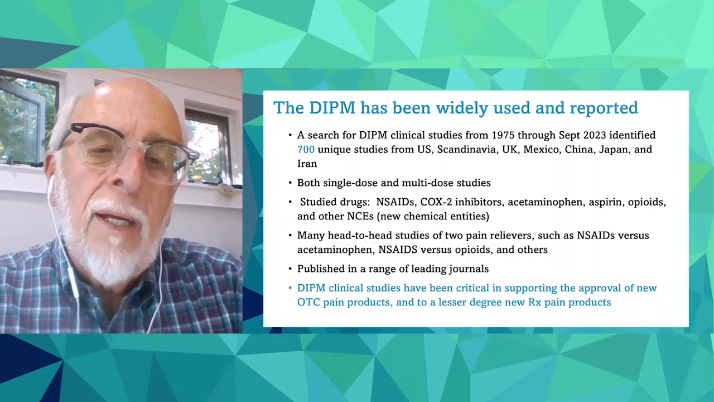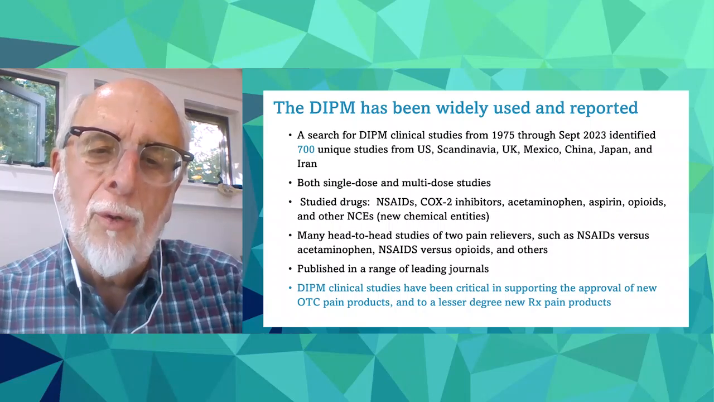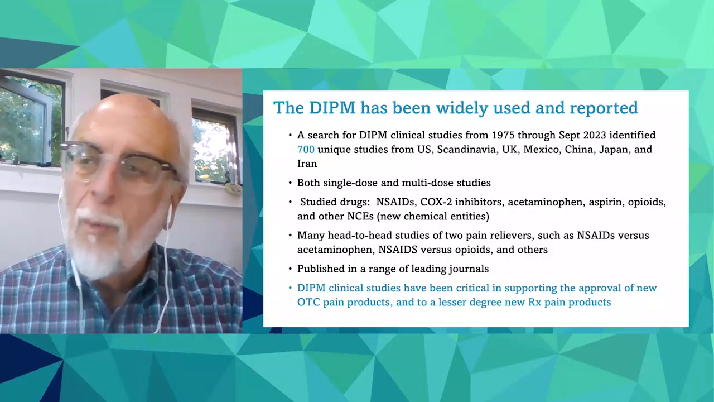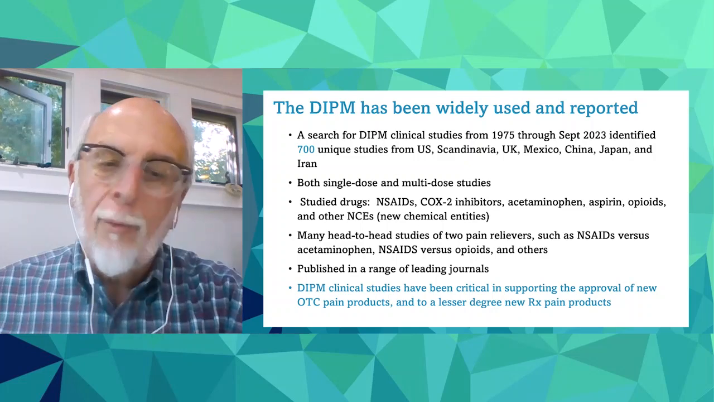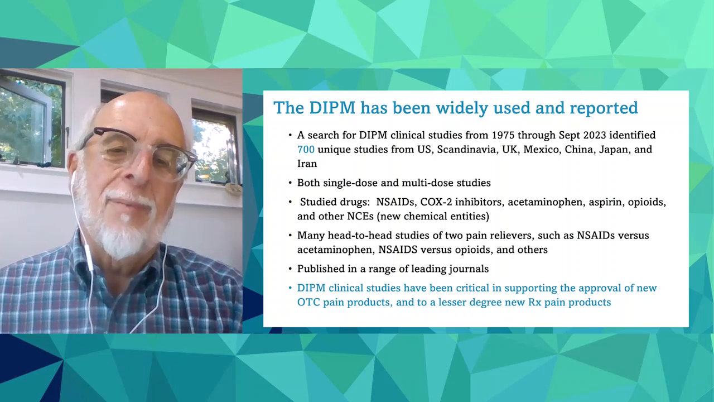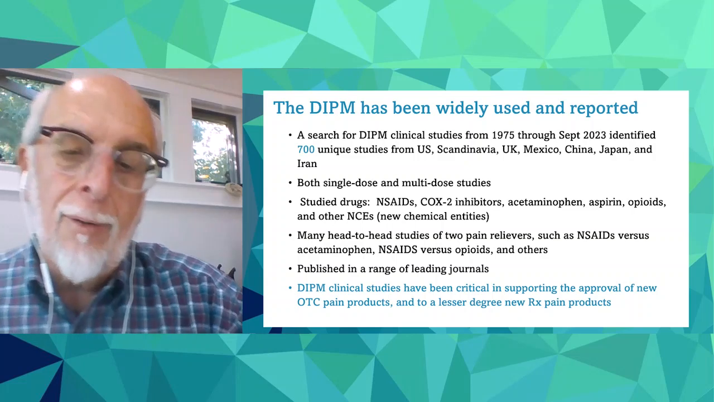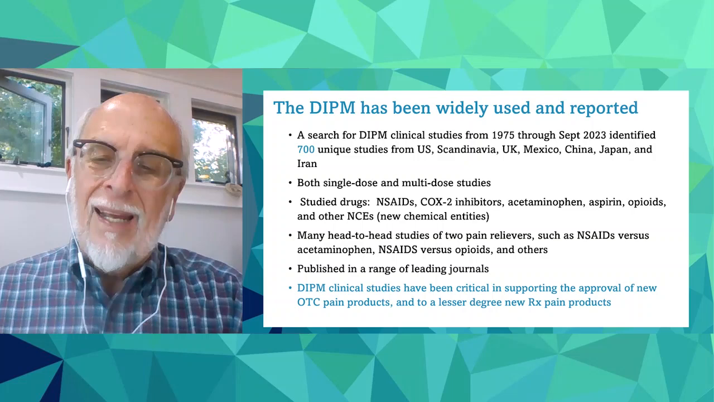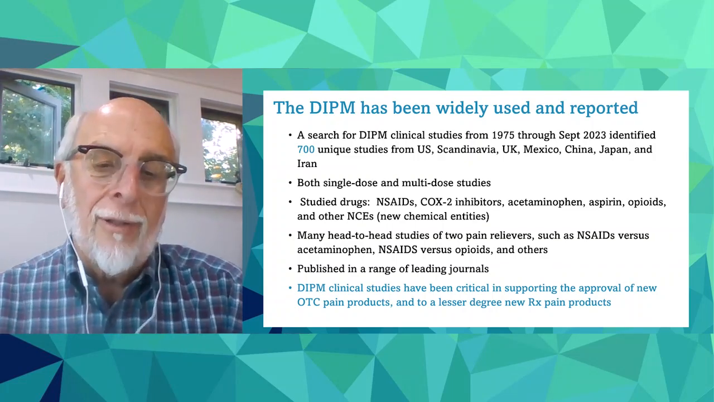The next slide is a little summary of how often these pain relievers have been used. Through September of last year, when we did a study of how many publications there were, there were over 700 unique studies. That means they were all different. They weren't just repeating the same study. But there were 700 unique studies done on essentially almost every continent. They were done in Europe, North America, South America, and in Asia. And it's been reproducible as long as basic principles are followed.